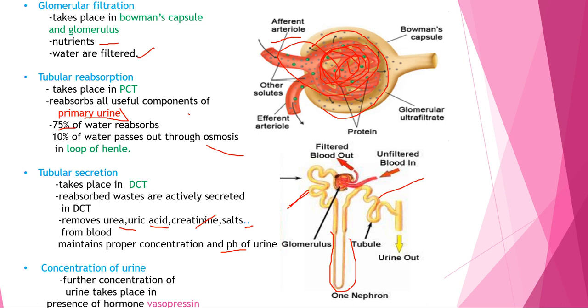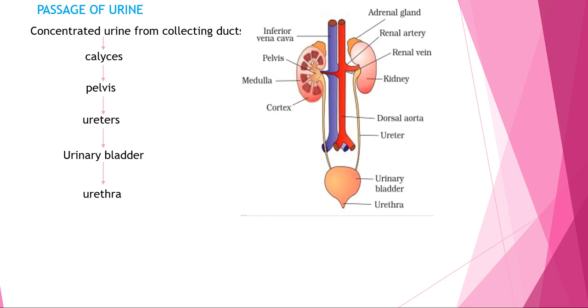So this is about the mechanism of urine filtration which takes place in the nephron. The concentrated urine which is formed in the DCT will enter into the collecting duct. From the collecting duct, how the urine passes from one part to the other part of the medulla and kidney, we are going to see in the next slide. So this is the passage of urine.